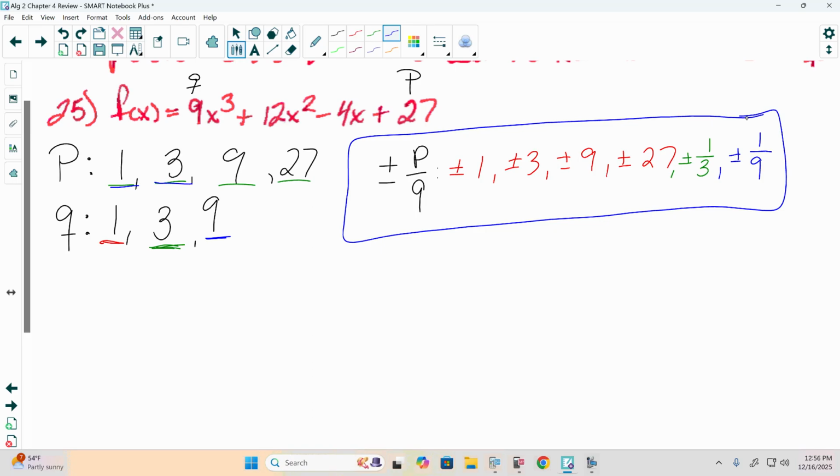So the rational zeros for this here are plus or minus 1, plus or minus 3, plus or minus 9, plus or minus 27, plus or minus 1/3, and plus or minus 1/9. And those would be all of our rational zeros.